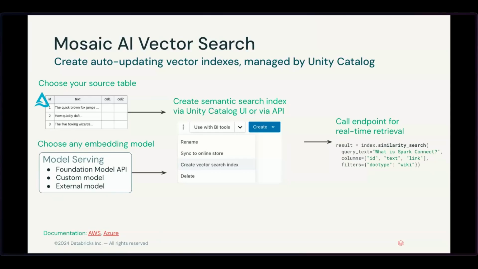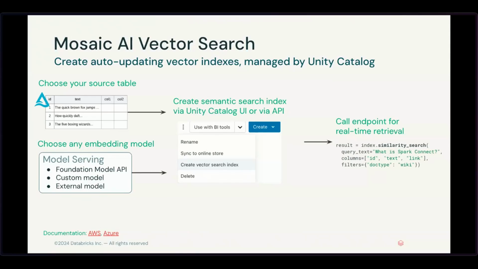With vector search, all you need to start is a source table. You can either bring your own embeddings or you can start with non-embedded data and choose an embedding model. We then create a vector index for you, and then you can call the endpoint for real-time retrieval of vectors. You can set your indices to sync on a certain schedule or to continuously sync anytime there's a change in the source table. We provide a lot of flexibility there.